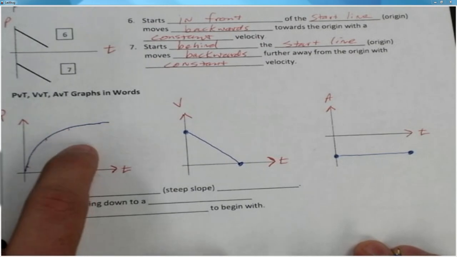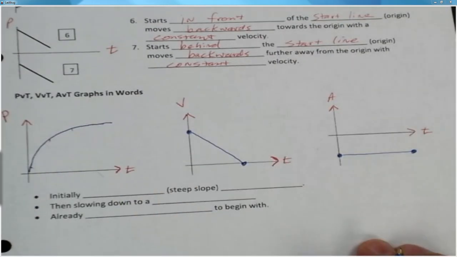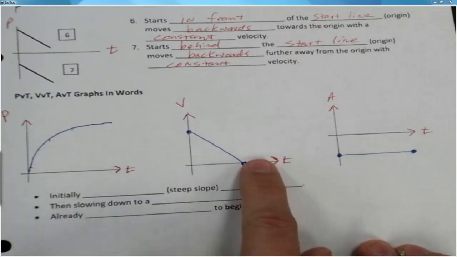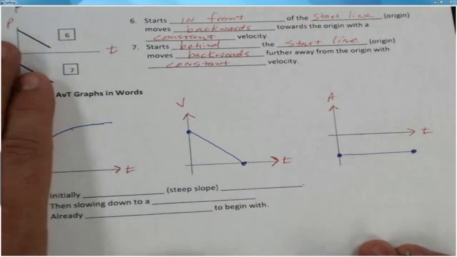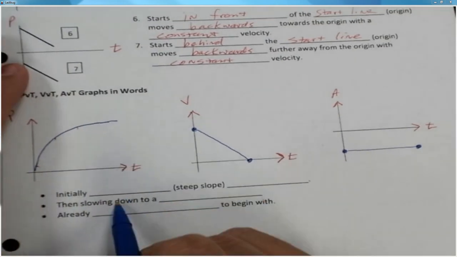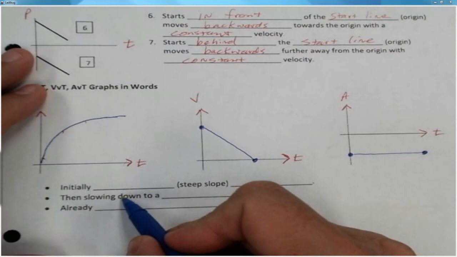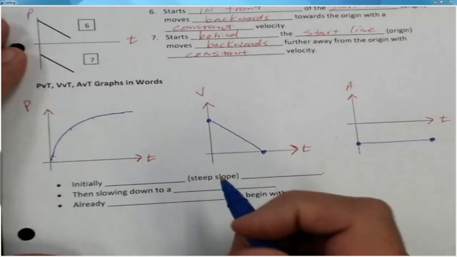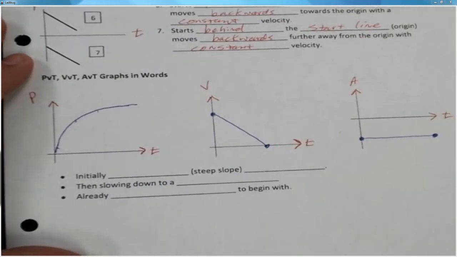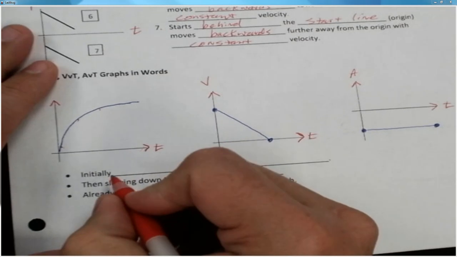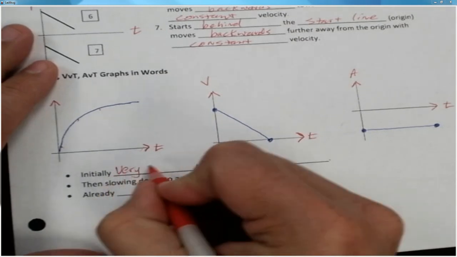So if I were to give you this on a test, you should be able to make these two. If I gave you that, you should be able to make this one and that one. Initially, is it fast, is it slow, or is it not moving? Well, that's pretty easy, I hope. Initially, it's really darn fast. It's very fast.